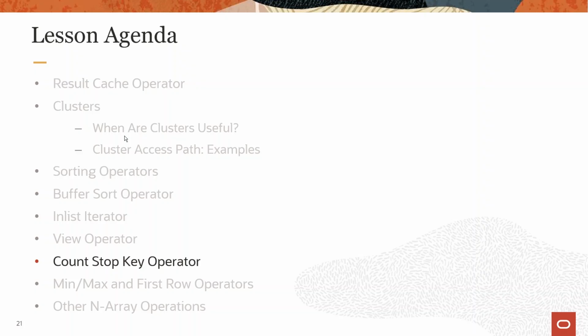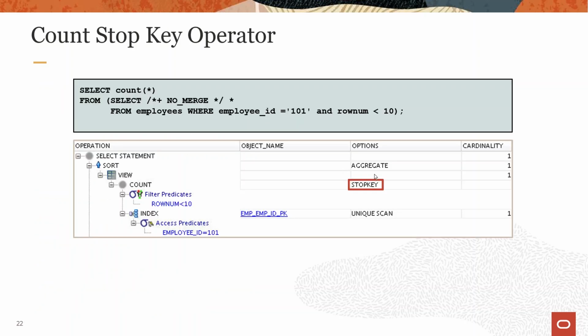The next SQL operator that is being discussed is the count stop key operator. It will pop up as the stop key operator within your execution plan. You will see this in case in your select statement you're using the rownum operator. The rownum operator, also known as the count stop key operator, limits the number of rows being returned. The limitation is expressed by the rownum expression in the where clause, and this will terminate the current operation when the count has been reached.